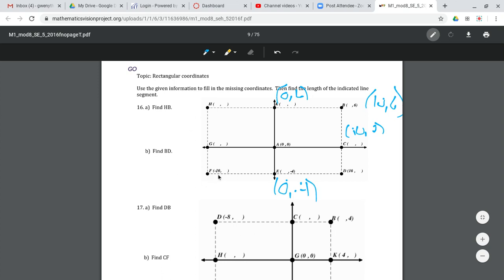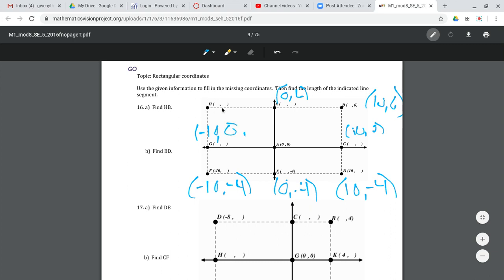Sorry, you can't see me pointing. F is at -10 something. Well, we know that our values down at the bottom are down at a -4. So this will be -10, -4. This one over here, D is 10 something. Well, both of these were at -4, so that means this is also going to be at -4. G, we don't have any values for, but we know that H, G, and F are all at the same X value, so it'll be -10. And then we're on the X-axis, so 0.